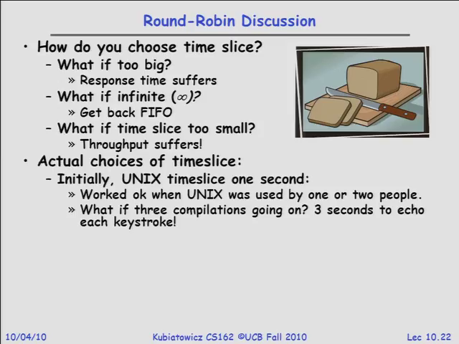Typical time slice is 10 to 100 milliseconds. Context switch overhead is somewhere between 0.1 millisecond and a millisecond. So basically, you end up with about a percent worth of overhead. So it's not too bad.